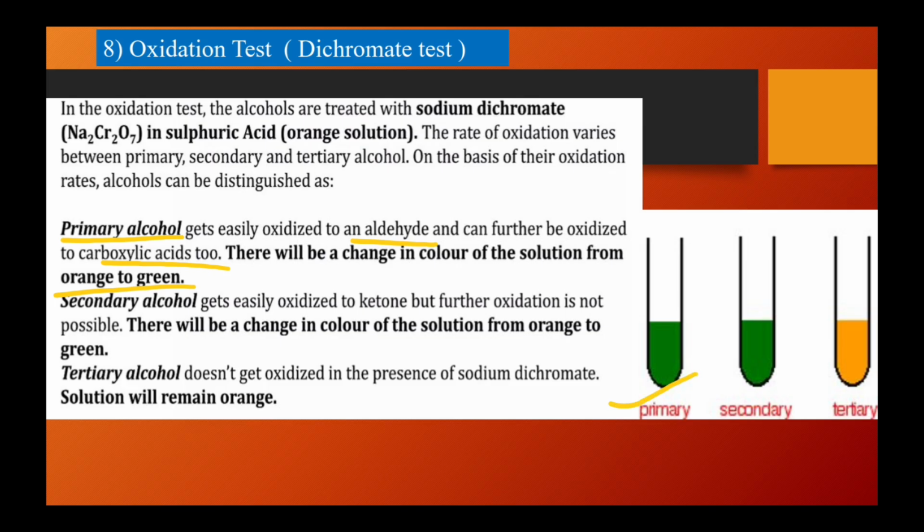Then secondary alcohol is easily oxidized to ketone, but further oxidation is not possible. So there will be a change in color of the solution from orange to green in secondary alcohol also. But in the case of tertiary alcohol, it does not get oxidized in the presence of sodium dichromate solution. So it still remains orange in color. Based on this, we can differentiate primary, secondary and tertiary alcohols by using the dichromate test.